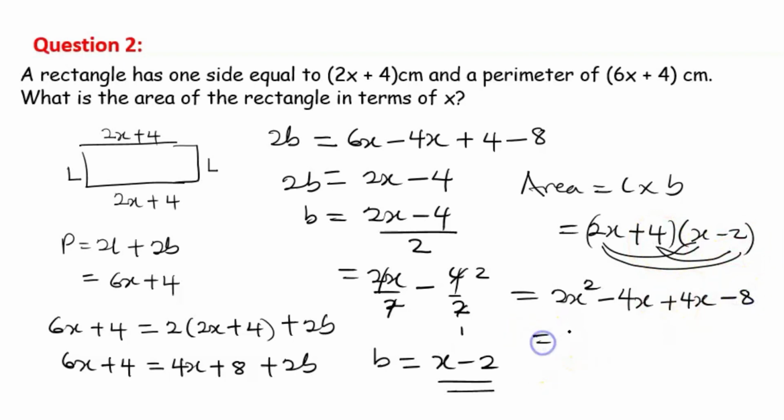So if we do this, we are going to have 2x squared minus 4x plus 4x. That's gone. That's 0 actually. Minus 4x plus 4x is 0. So finally we can factorize and have 2x squared minus 8. Of course, the unit is cm, so it's going to be cm squared. So in terms of x, this is what we are having.